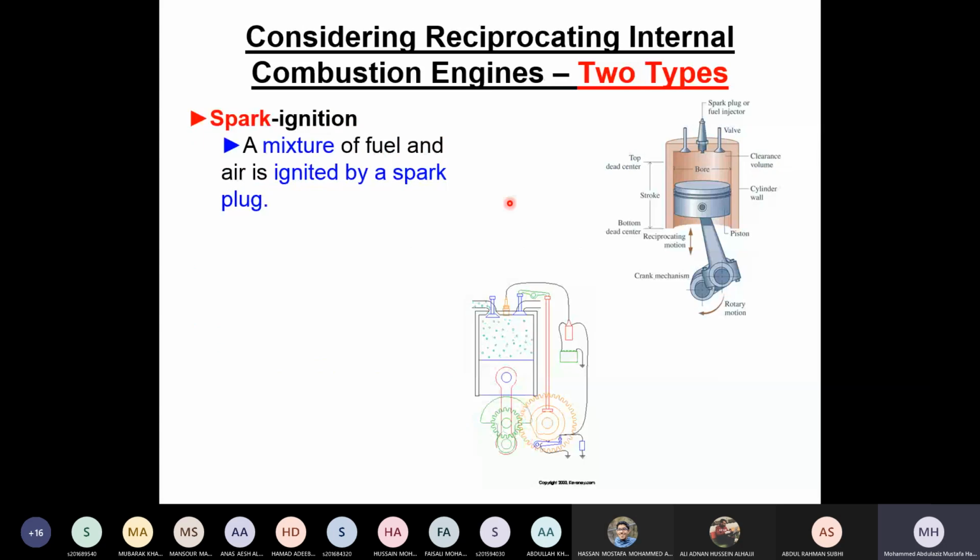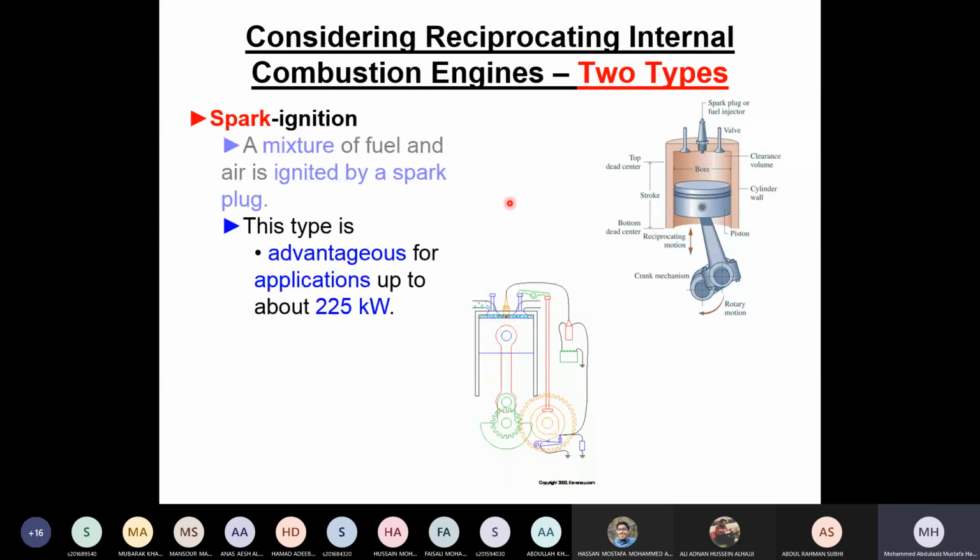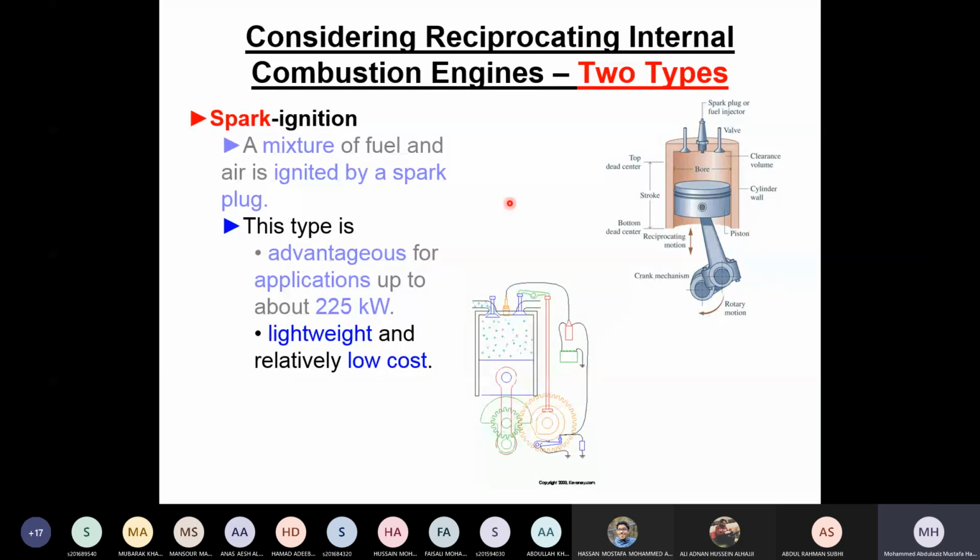Now we are going to divide the reciprocating engine into two types. One of them is the cars that use gasoline, and most of us use these cars. The other one uses diesel. So commercially we call them gasoline and diesel engine, diesel car. The first group we call the spark ignition engine.